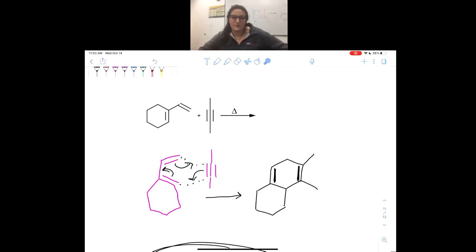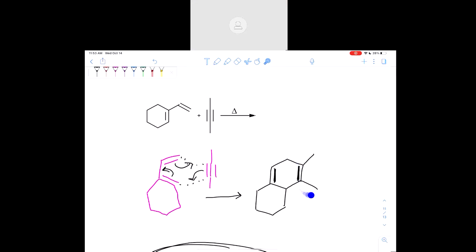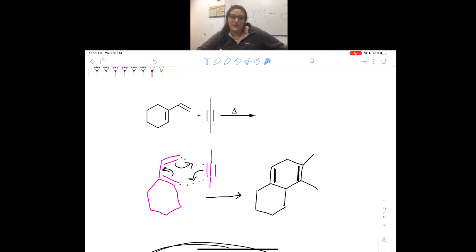Right. That makes sense. And what about the two substituents on that product? So these substituents just come from this. We have a CH3 here, a CH3 here. So they are going to be on this carbon now. And now instead of a triple bond, they're bonded to a double bond. Oh yeah, that makes sense.